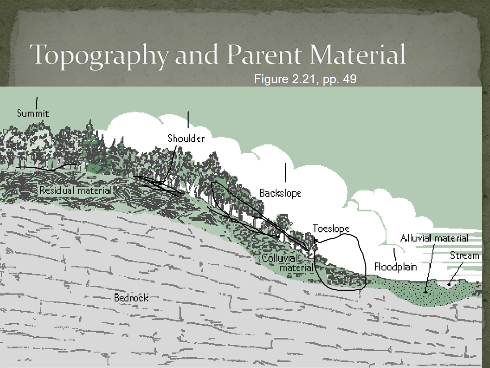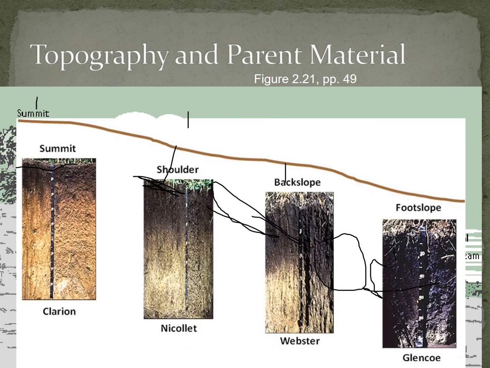As we get to the bottom, the toe of the mountain, we have a toe slope. Out here where the water meets the start of the base of the hill, this flat area between the water and the base of the hill is the floodplain, all right? And we tend to see residual parent material at the summit, colluvial parent material where the back slope meets the toe slope, and alluvial material in the floodplain.